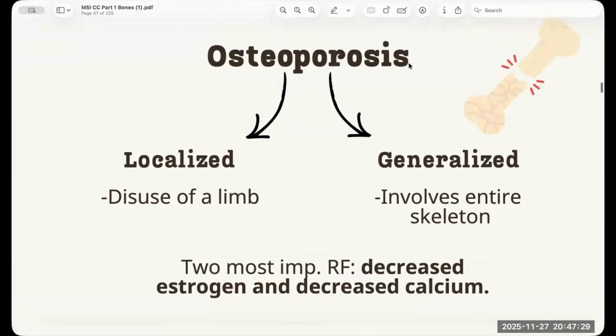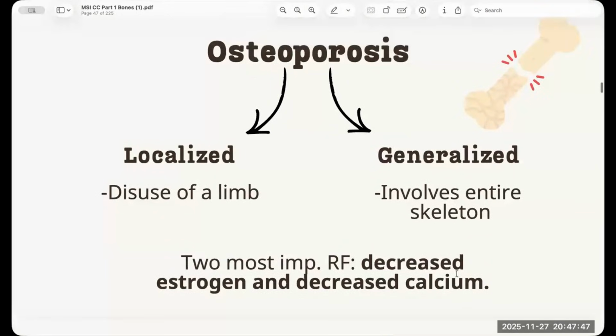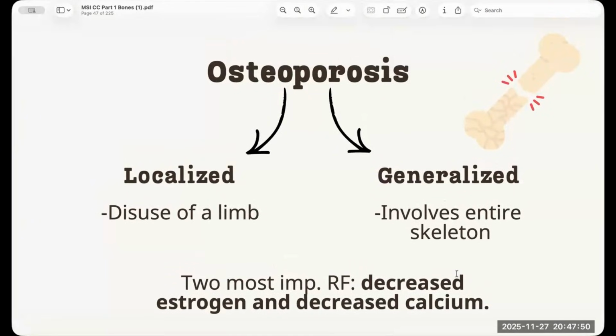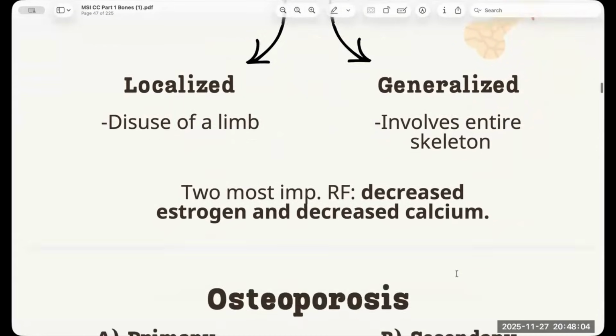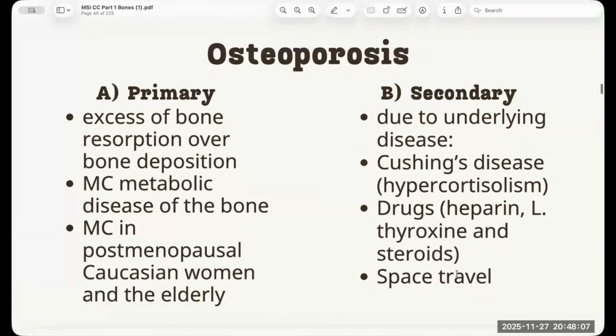All right. The two most important risk factors for osteoporosis are decreased estrogen and decreased calcium. Calcium, how we've always been told to drink milk for healthy bones and so on, of course. But why decreased estrogen? Actually, decreased estrogen shows higher risk of osteoporosis because it affects the whole system of bone remodeling, which is the osteoclasts, the osteoblasts, and so on.